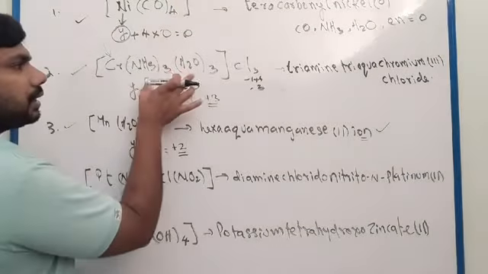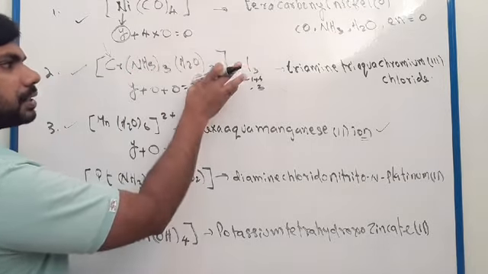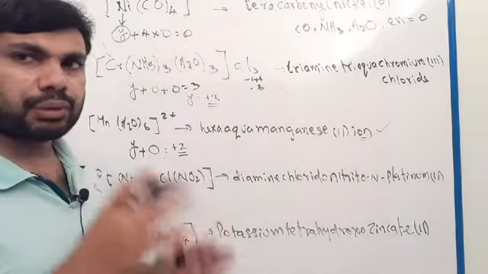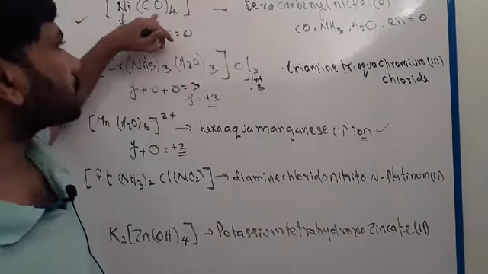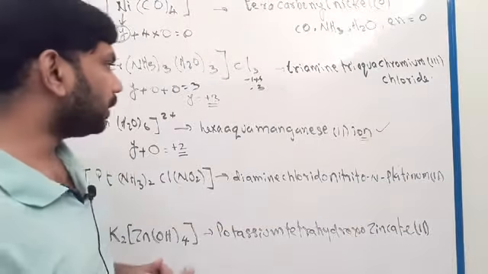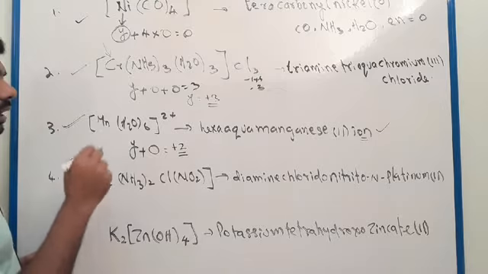There is a negatively charged part and a positively charged part. So their charges will cancel each other, so it will be a neutral molecule. This is also a neutral molecule. Only this one is a charged species, so it will be an ion.